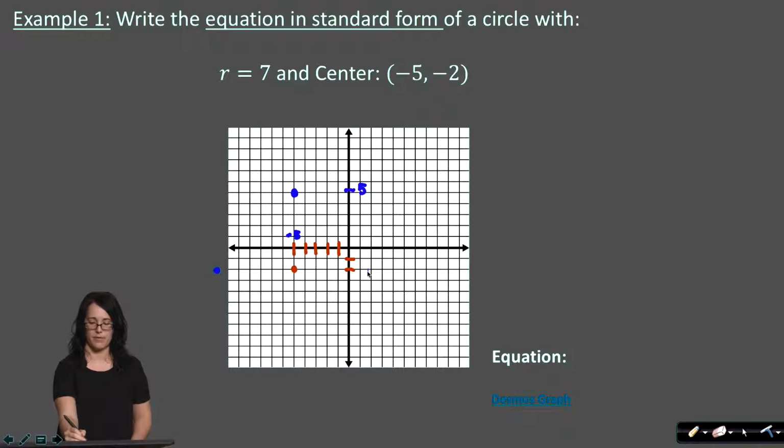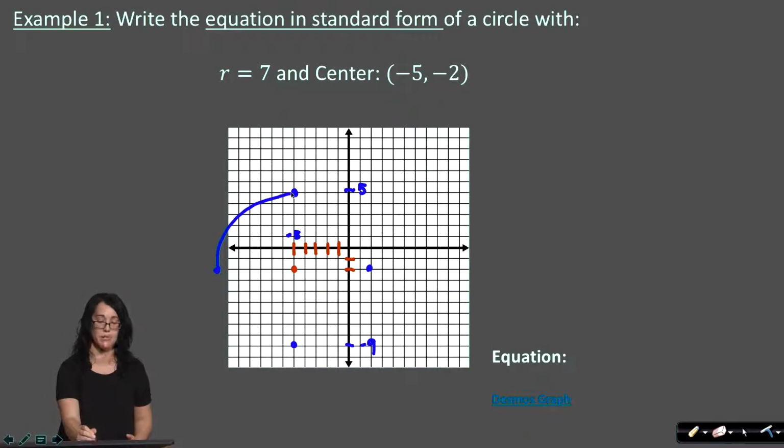Let's grab the pen better. So 1, 2, 3, 4, 5, 6, 7. There we go. And then I could also go 7 units down from the y value of -2, which would bring me to the y value -9. So 1, 2, 3, 4, 5, 6, 7 at -9. And now I can simply connect the dots in a circular manner and get a sketch.